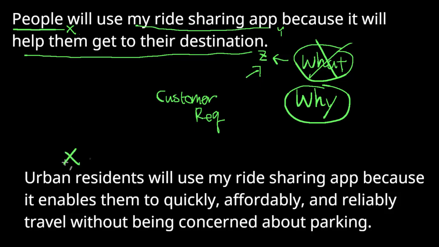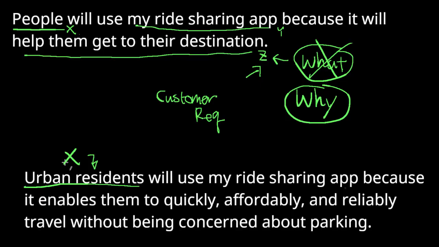First of all, you can see that the X is more specific, right? Urban residents. And the main thing that gives you is the target people that you would like to do your customer discovery with later on. So for the specific purpose of this class's activity, it tells you who the people are that you need to interview, that you need to show your minimum viable product to.